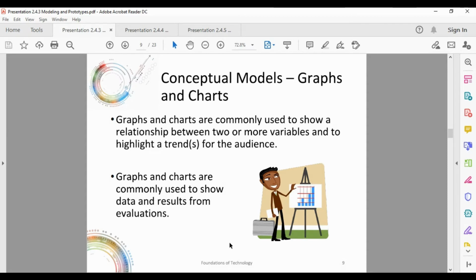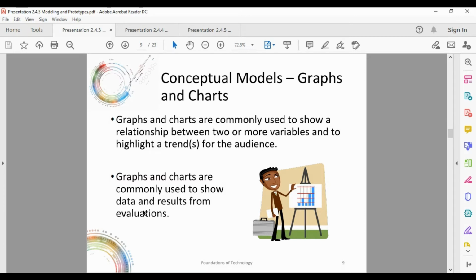Graphs and charts are commonly used to show a relationship between two or more variables and highlight a trend or trends for the audience. You don't want to include too much within a single graph. There is an entire art behind graphs and their effective use. When you cram too much into a graph, they become very difficult to read. So, keep it simple. Graphs and charts are commonly used to show data and results from evaluations.